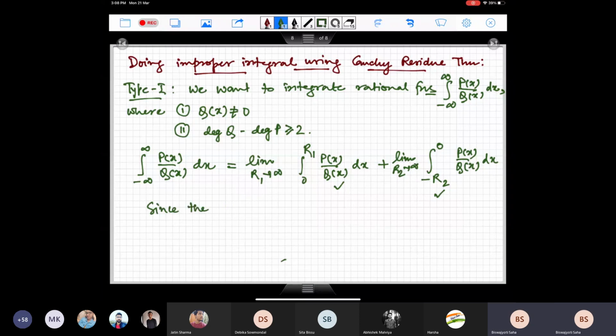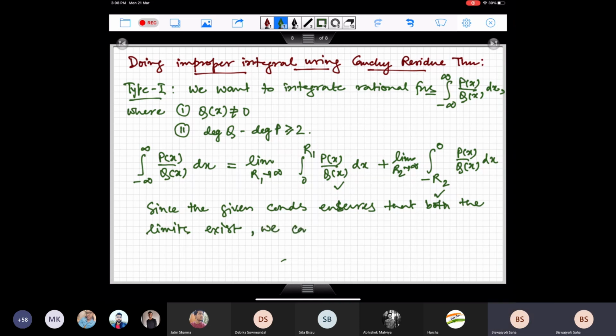since the given conditions ensure that both the limits exist, we can write minus infinity to plus infinity px by qx dx is equal to, here I can just replace r1 by r, integral 0 to r px by qx dx plus, let me again write r.